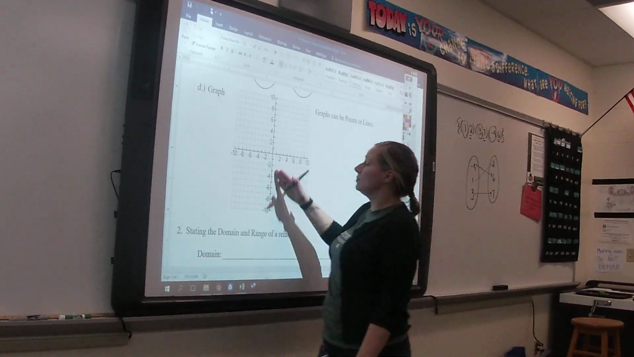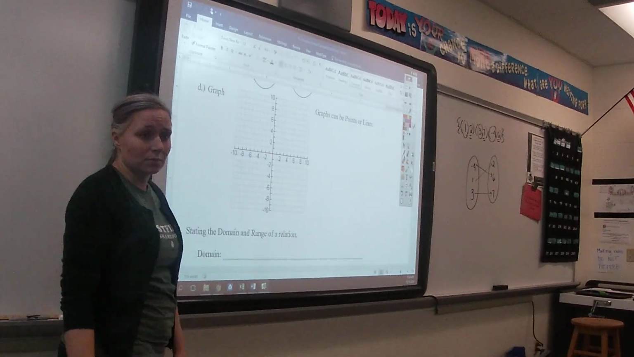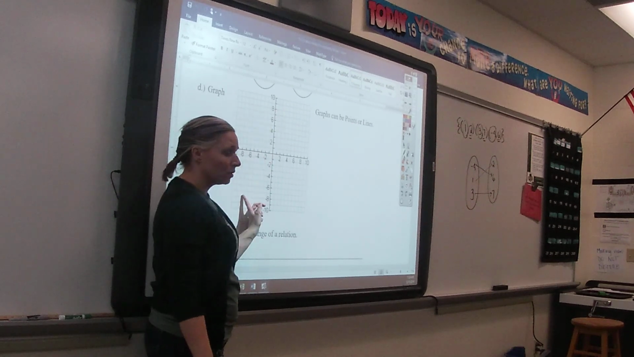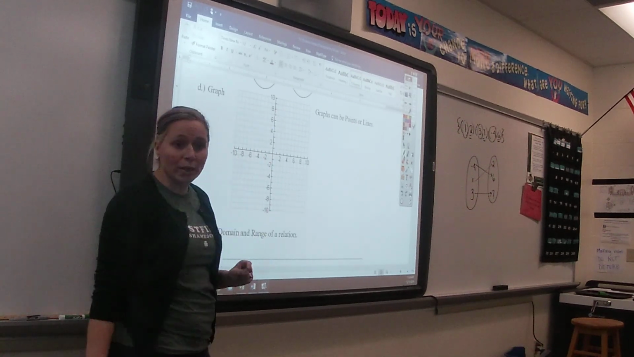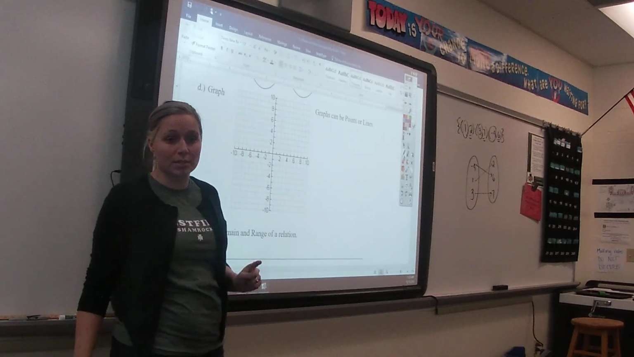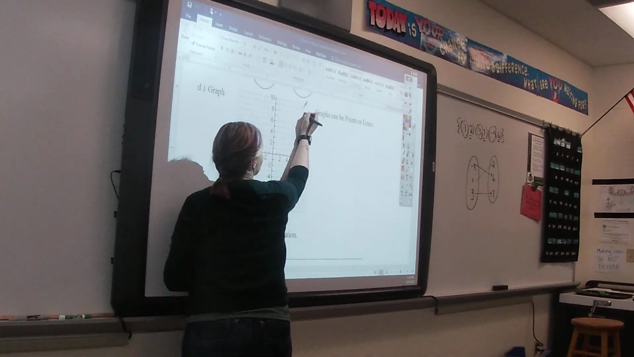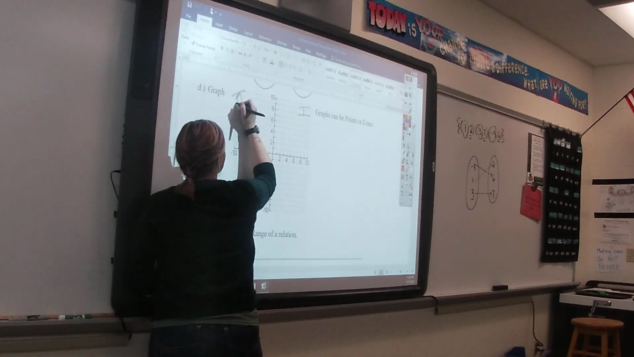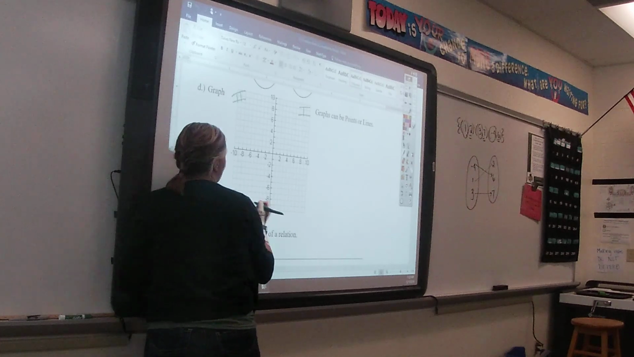The coordinate plane has 4 sections to it. Do you remember what these 4 sections are called? Quadrants. Do you remember how we number those 4 sections? It goes 1, 2, 3, 4. It goes backwards with Roman numerals. Yeah. So 1, 2, I mean everything about it is backwards.